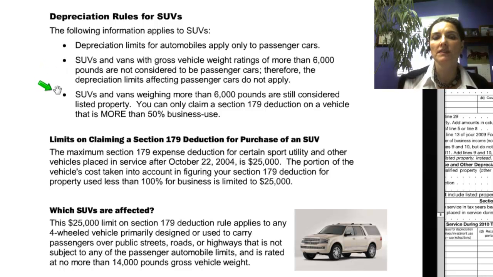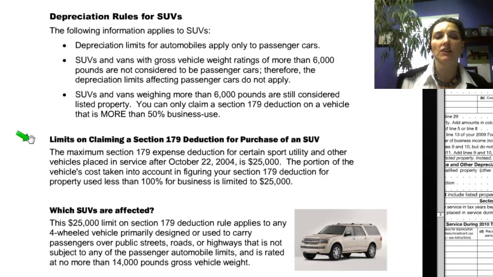SUVs and vans weighing more than 6,000 pounds are still considered to be listed property. So do not confuse listed property with the limits on passenger automobiles. They're completely different concepts. It happens to be the case that passenger cars are a form of listed property, but the special rules affecting passenger cars that limit the amount of depreciation you are allowed to claim have to do with the weight of the vehicle. So SUVs and vans that weigh more than 6,000 pounds are listed property, and you can still only claim a Section 179 deduction on a vehicle that is listed property when it is used more than 50% for business use.